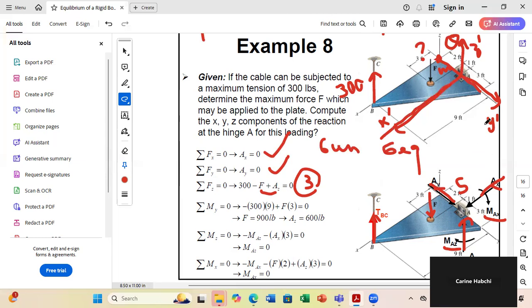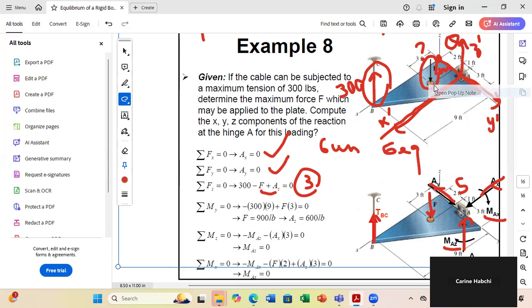AX, AY, AZ are passing by this axis, so no moment. So I can only have the moment of force F and the moment of the 300 lb force. Okay? Since all these forces are really simple, they are vertical, I can find the moment using the right hand rule.